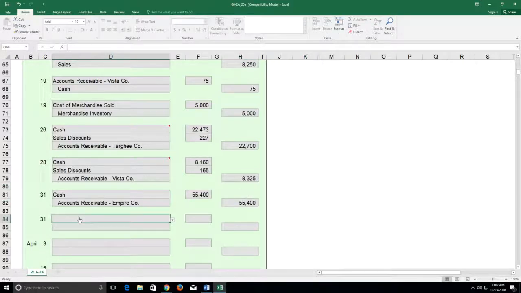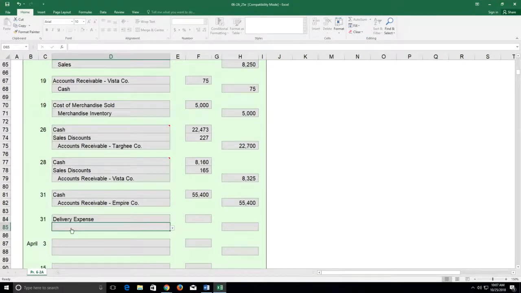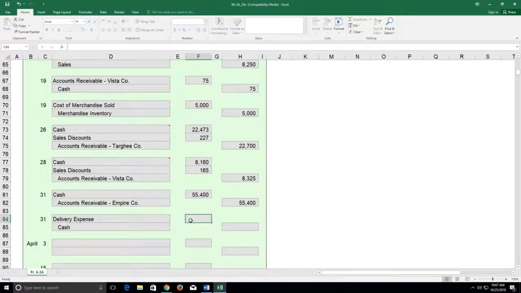All right, on the 31st, it says that we are going to pay for delivery services. So we're going to have delivery expenses, and we paid, so that's a credit to cash, correct? $5,600. I hope we added that to their cost.